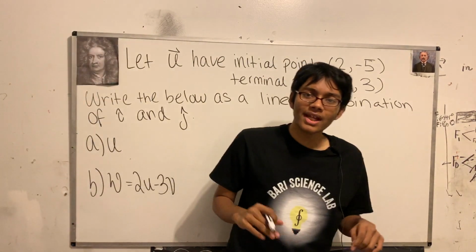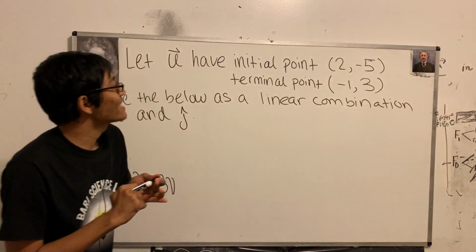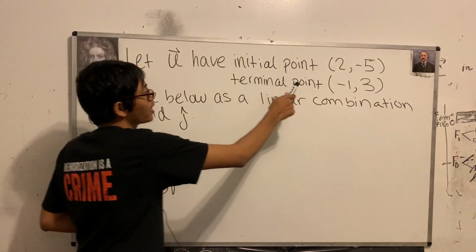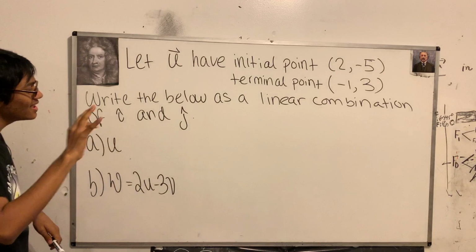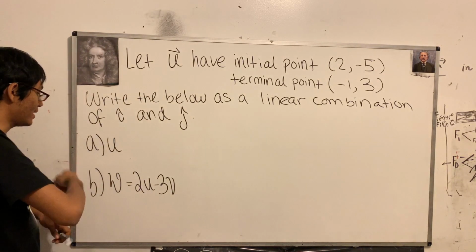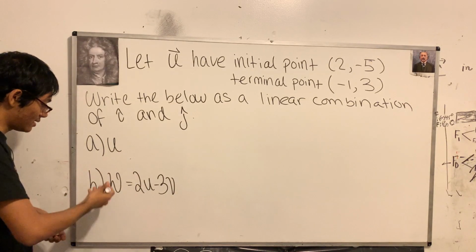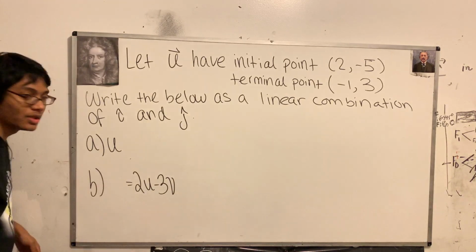Alright, so here's the problem we have. Let u be a vector with an initial point of (2, -5) and a terminal point of (-1, 3). Write the below as a linear combination of i hat and j hat: a, u, and b, whatever that is. w equals 2u minus 3v. If you can't read my w, I don't blame you.